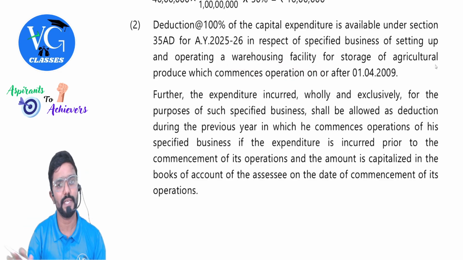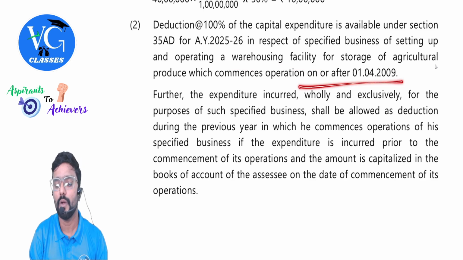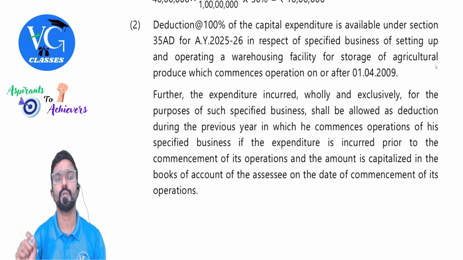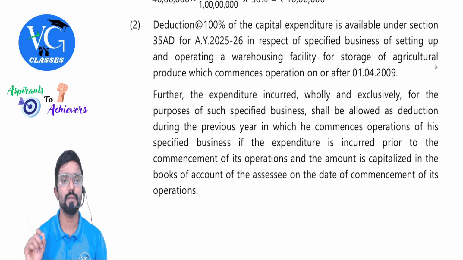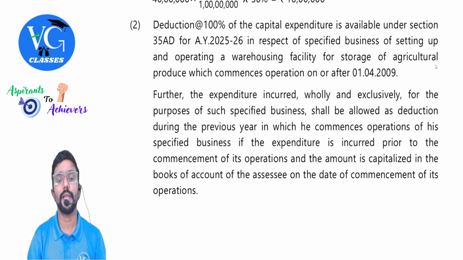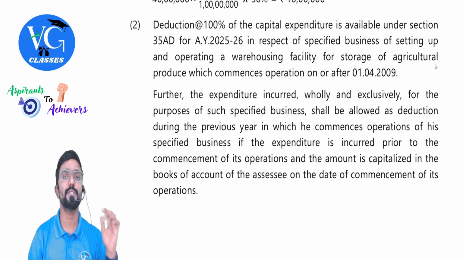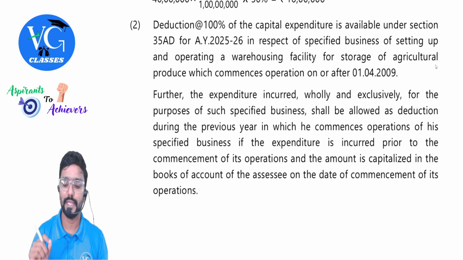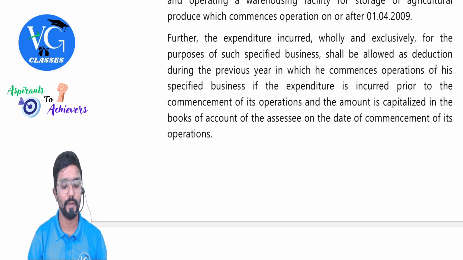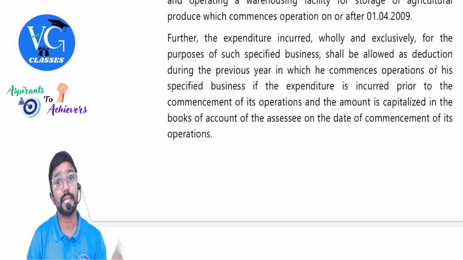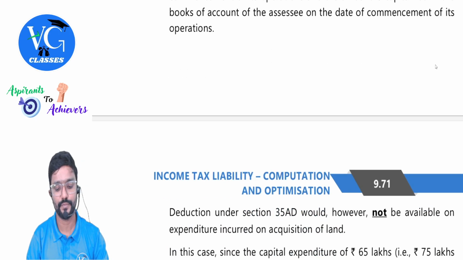Is it a specified business? Yes. Which commences the operation on or after 1st April 2009. Further, the expenditure incurred only and exclusively for the purposes of such specified business shall be allowed as deduction during the previous year in which he commences the operation of his specified business if the expenditure is incurred prior to the commencement of its operation, and the amount is capitalized in the books of accounts of the assessee on the date of commencement of its operations. Clear? Except land.